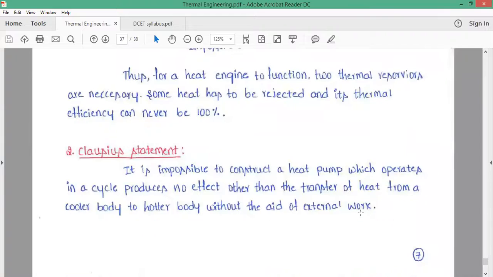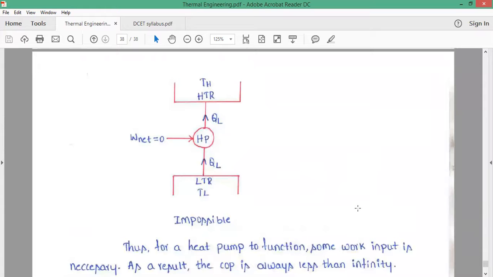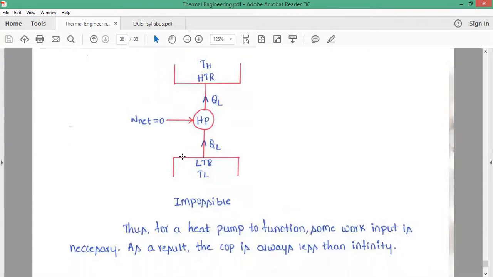Now, the Clausius statement states that it is impossible to construct a heat pump, a reversible engine, that performs continuously in a cycle and removes QL amount of heat from the LTR and rejects the same QL amount of heat to the HTR without the aid of external work. This is highly impossible. For this process to occur, we must supply some external work. This is all about the Clausius statement. And that's why the COP, the coefficient of performance, will always be less than infinity.